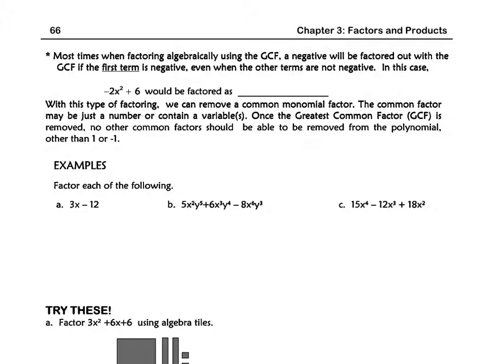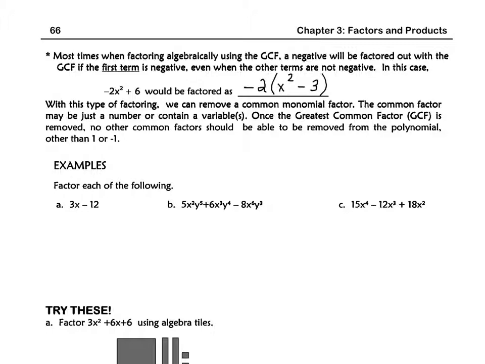And that's what I have here in the notes at the top. Most times when you're factoring algebraically using GCF, the negative will be factored out with the GCF if the first term is negative. So for this one, as we just did, negative 2 would come out, and you'd be left with x squared, and 6 divided by negative 2 would be negative 3. And you can double check: if you redistribute the negative 2, you will get negative 2x squared plus 6.